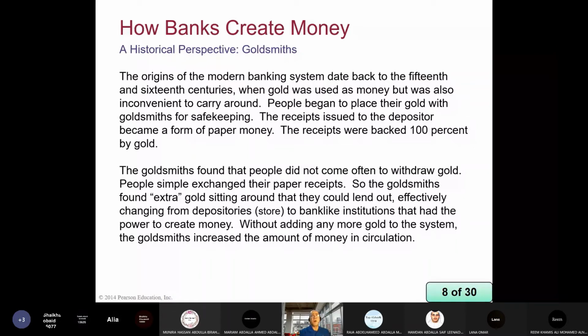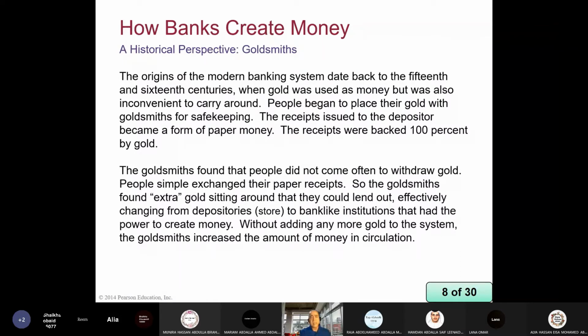Yes, help me. The origins of the modern banking system date back to the 15th and 16th centuries, when gold was used as money but was also inconvenient to carry around. People began to place their gold with goldsmiths for safekeeping. The receipts issued to the depositor became a form of paper money. The receipts were backed 100% by gold.